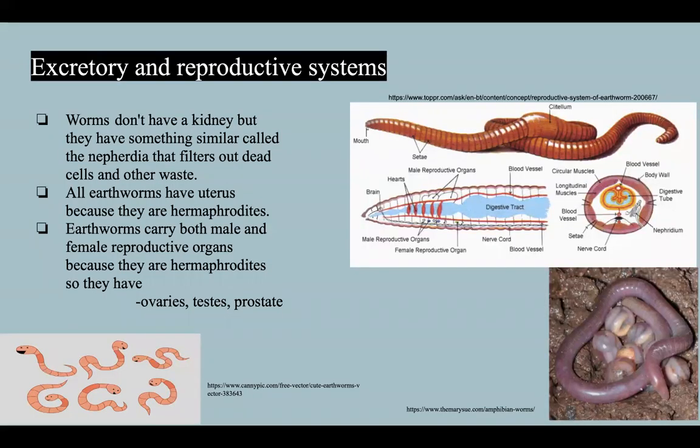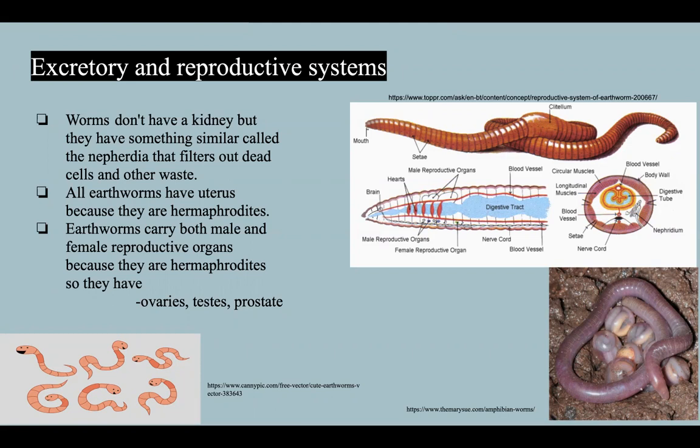And then the excretory and reproductive systems of an earthworm. Earthworms do not have kidneys, but they do have something similar that takes the place of a kidney. It's called nephridia, and it filters out dead cells and other wastes.